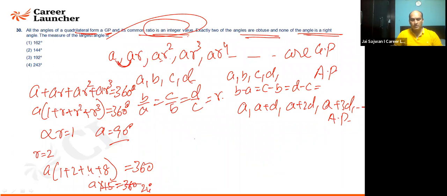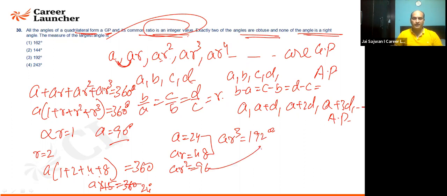So what does that mean? A is 24. AR is 48. AR square is 96. AR cube is equal to 192. So exactly two are acute and two are obtuse and none of them is 90 degree. I'll say, okay, this can be the answer.